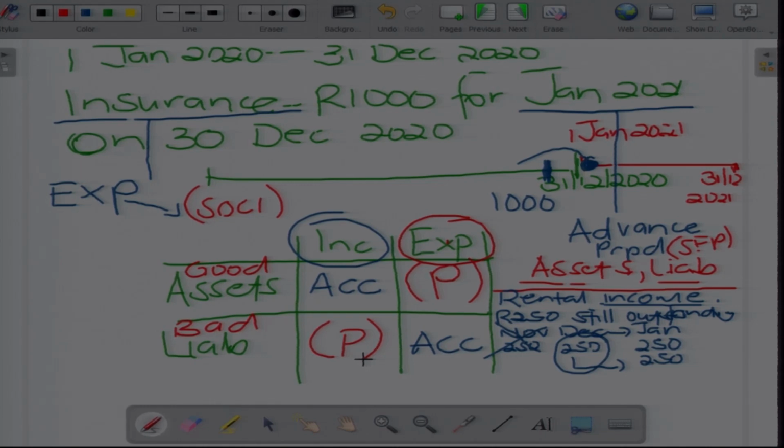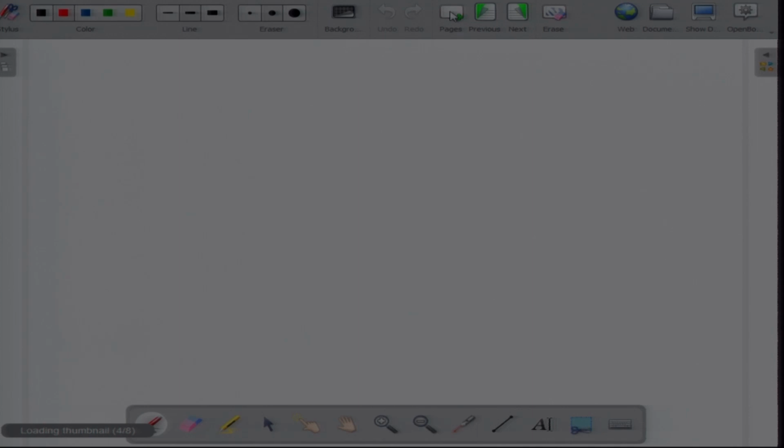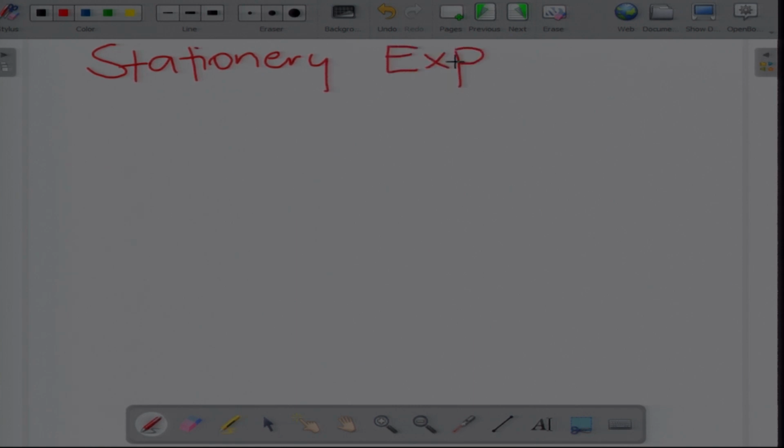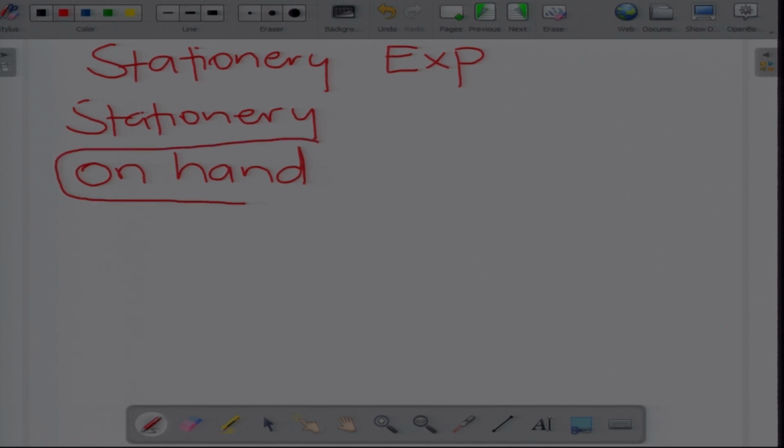Okay, now there's something I also need you to remember. Stationery is normally an expense, right? But when you see the word stationery on hand, it is no longer an expense. Because of this word on hand, it becomes an asset. These are just things that you need to remember when we're doing the question.